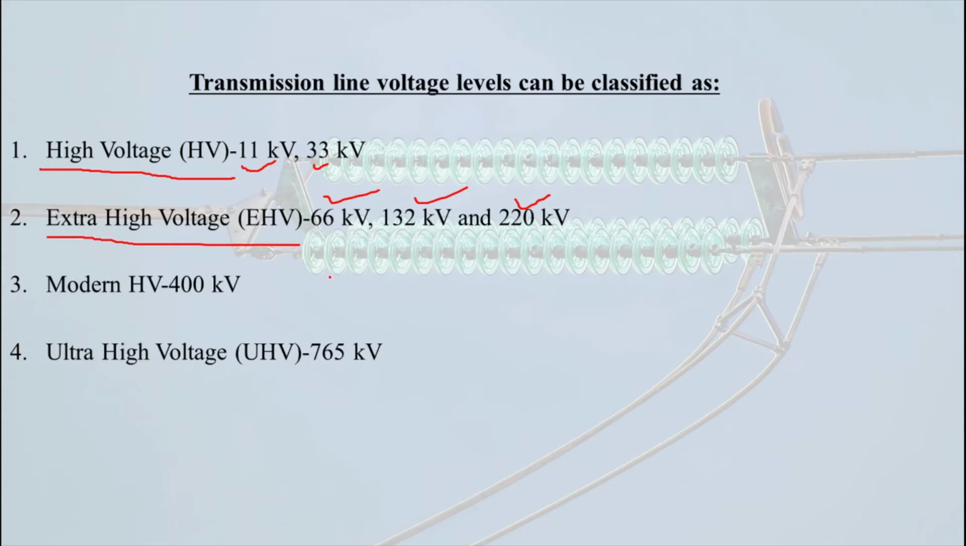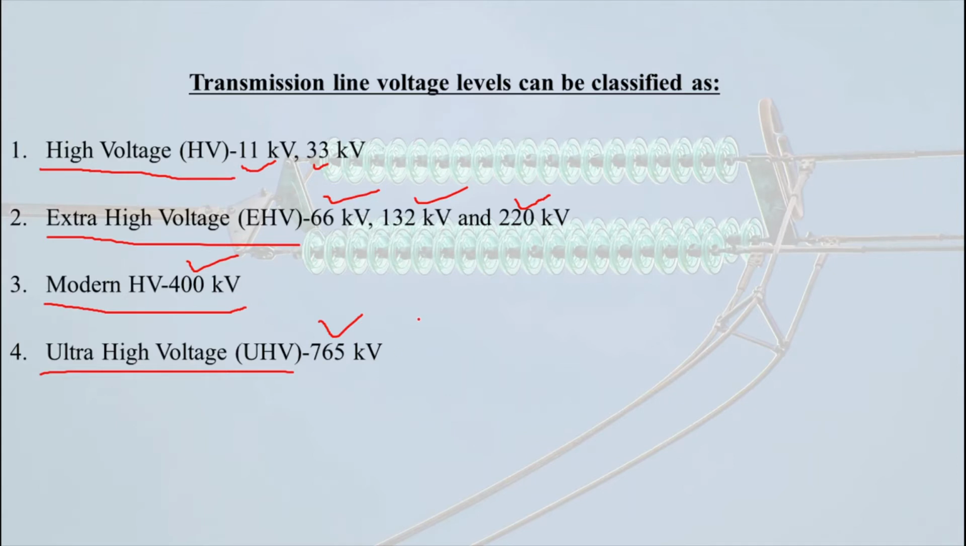Now third voltage level is modern high voltage. Generally 400 kV lines come under the category of modern high voltage. In our country 400 kV is generally used for transmission over long distance. Next is ultra high voltage. 765 kV lines are generally considered as ultra high voltage lines. This is also used to transmit power over long distance.